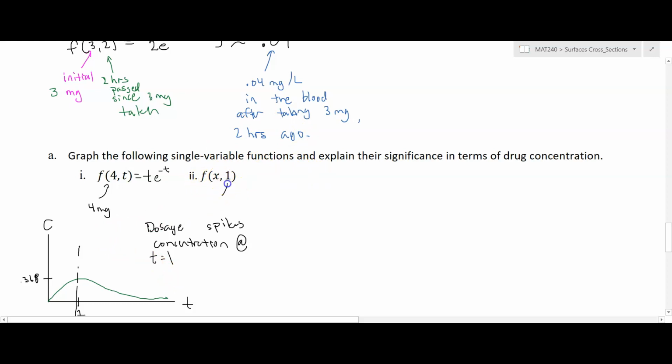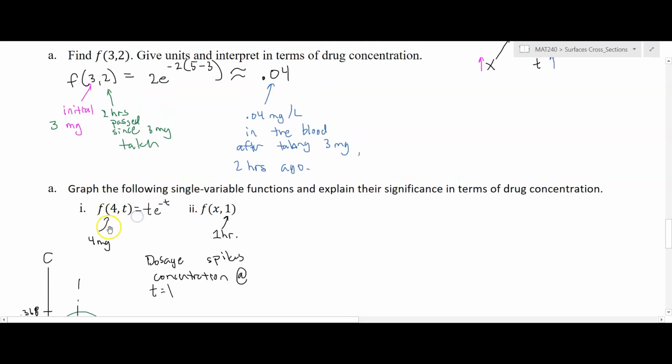Here we're going to look at the 1 hour mark. Now we already kind of know what's significant about the 1 hour mark for this graph. That was when we had an initial dose of 4 milligrams, and the graph, we noticed the blood concentration spiked at time 1. What we could also do is just sort of simulate to see if that would be the case for any initial dosage taken.